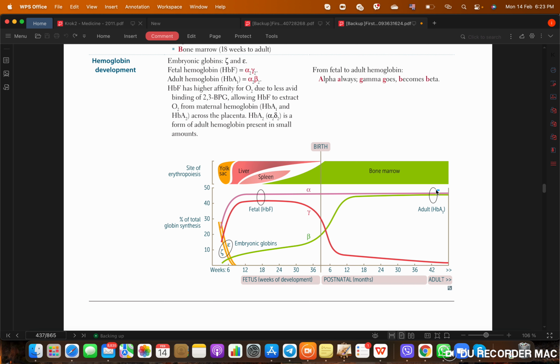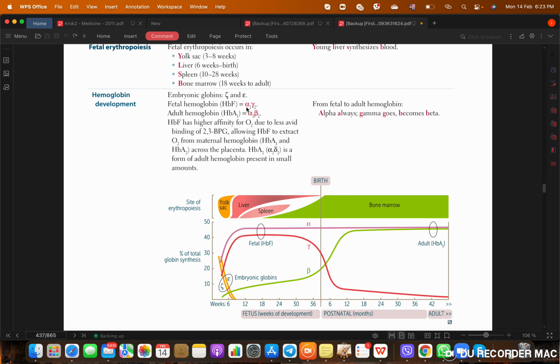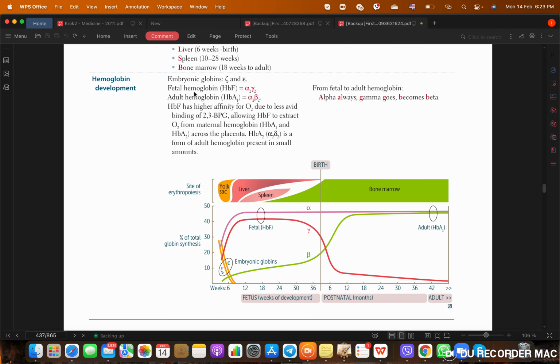Normally as adults, we have alpha and beta, and we call that hemoglobin A1. But fetal hemoglobin is made out of alpha and gamma. Alpha and gamma. Fetal hemoglobin has a much higher affinity than our adult hemoglobin. And this is really important actually.